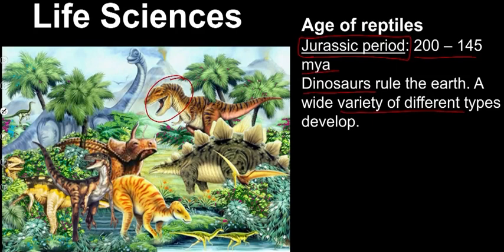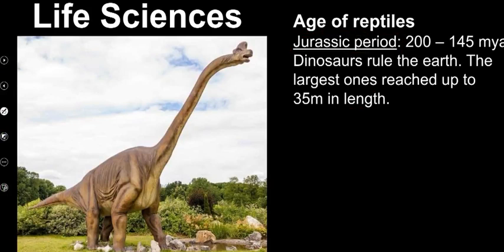If we look at that one, I'm sure everybody knows what that is. That is a T-Rex. This one here, absolutely huge. That's the Diplodocus, biggest dinosaur. And if you have a look, here's a model of a Diplodocus, and it reached up to 35 meters in length. They were huge. But interestingly enough, they were herbivores, so they weren't fearsome at all.